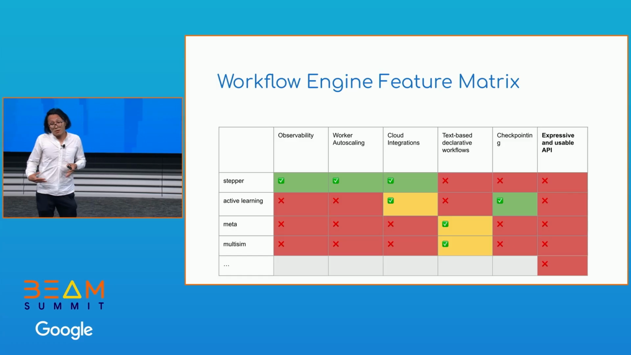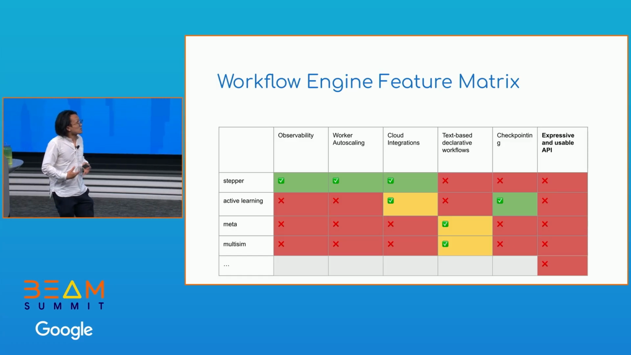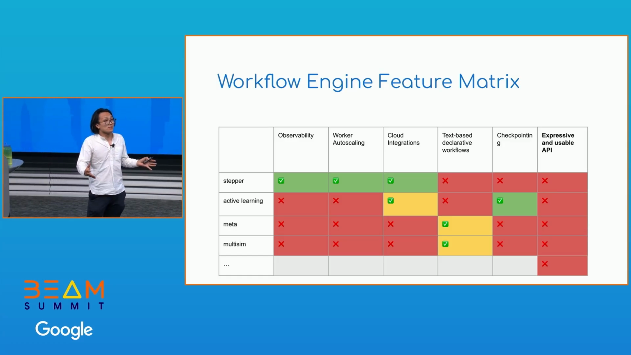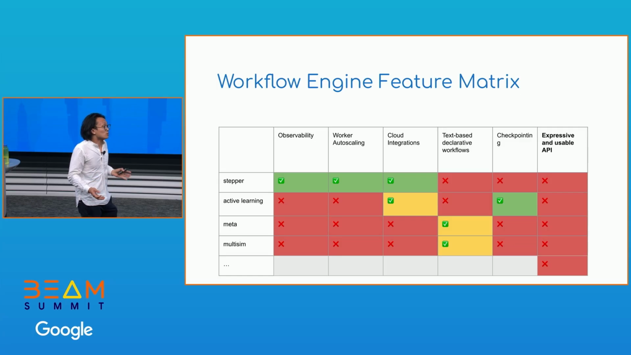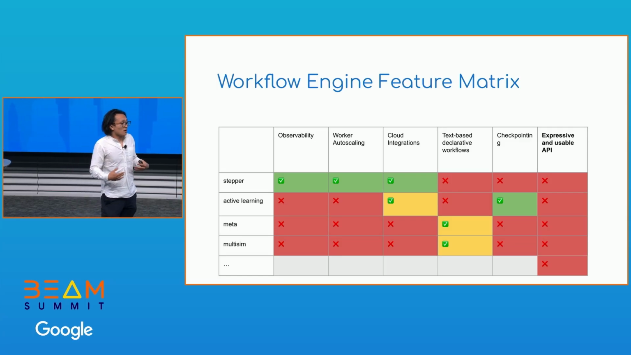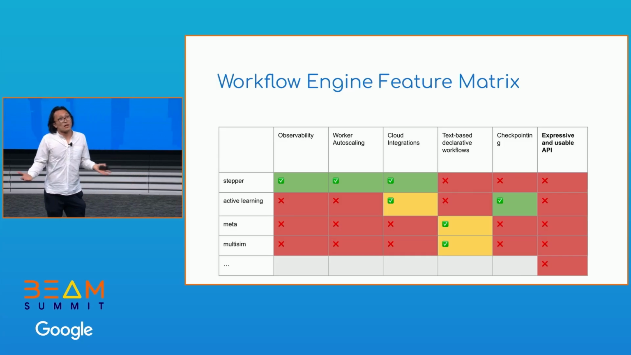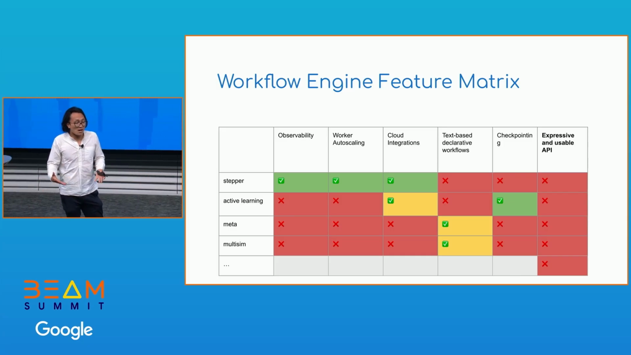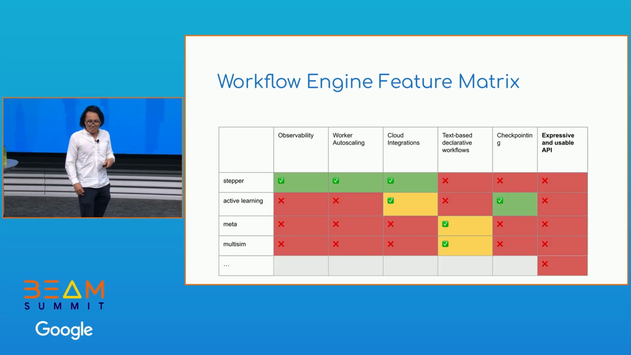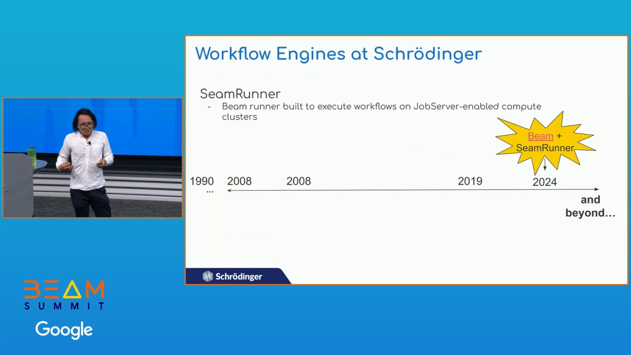This might lead you to the obvious question of why don't we just use the same workflow engine for all of our applications? And the reason for that is that all these workflow engines lack the most crucial feature, which is an expressive and usable API. So usually one team will go to another team and say, why don't you just use my workflow engine? And then they'll have a hard time using it because the APIs aren't flexible enough. And so then they just go and write their own engines. So where does that lead us?